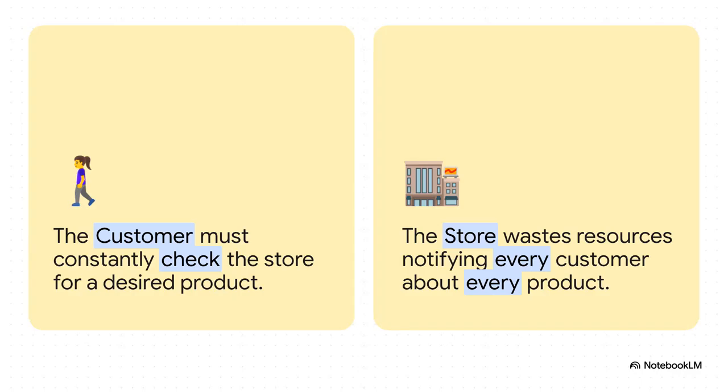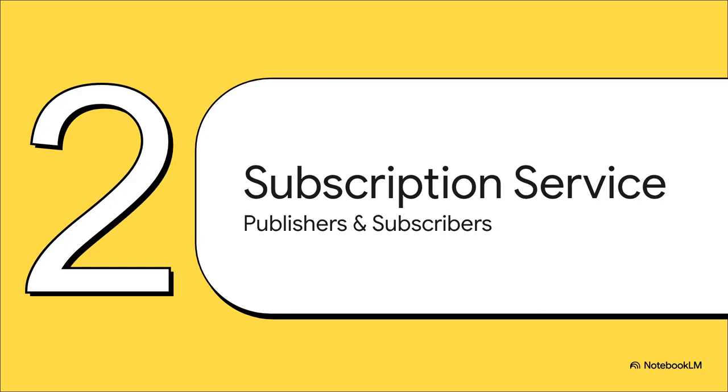Okay, let's bring this into the real world. Imagine a customer who is dying to get their hands on a new product. Without a smart system in place, what do they do? They have to keep checking in, right? Is it here yet? How about now? It's annoying for them. And on the other side, the store is just guessing. Maybe they send out a massive email blast to everyone hoping to hit the right person. It's just a huge waste of time and energy for everybody. So, how do we fix this whole mess?